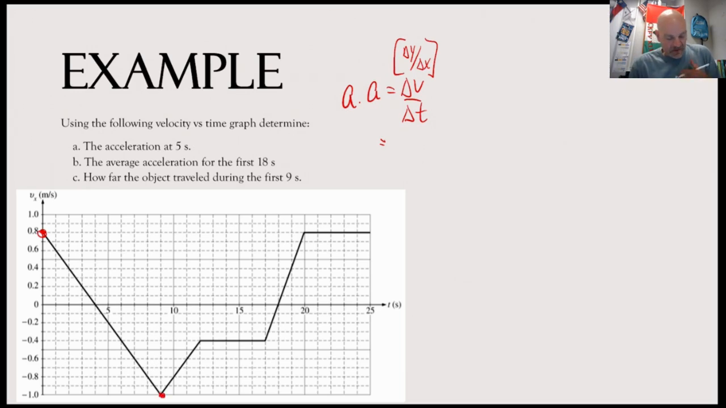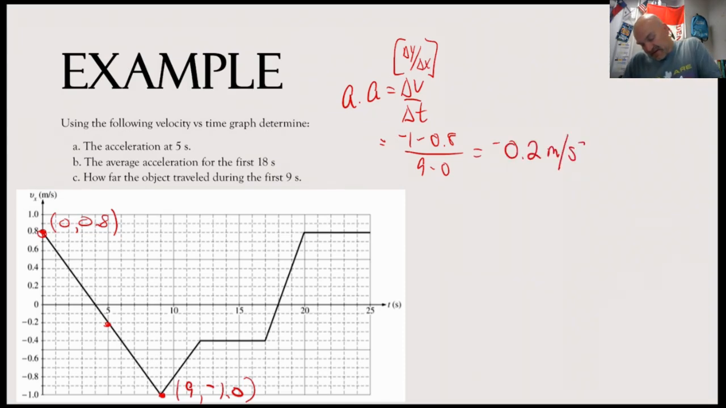I'm going to do the first point and the last point. Just makes it easier because here's 5 seconds. It's on that line. So this is the point 9, -1. This is the point 0, 0.8. And so I'm going to do final minus initial for both of them. So I'm going to do -1 minus 0.8 over 9 minus 0. And so I got my calculator. So it's -1 minus 0.8 divided by 9, because it's 9 minus 0. And I get an instantaneous acceleration at 5 seconds of -0.2 meters per second squared.